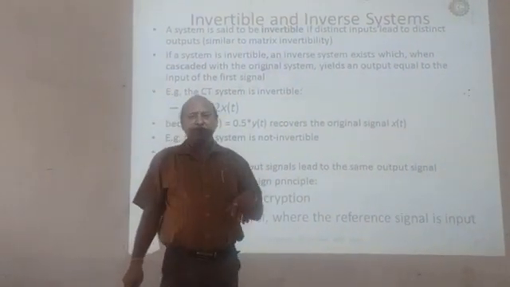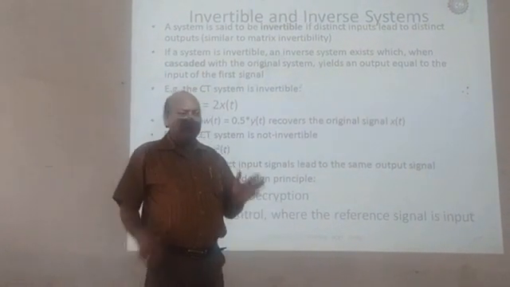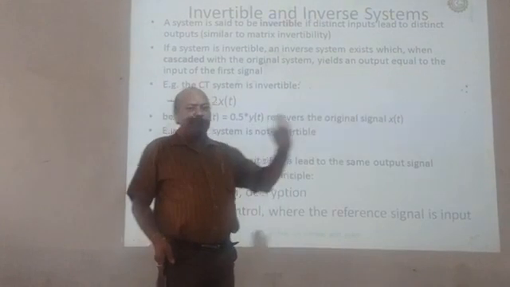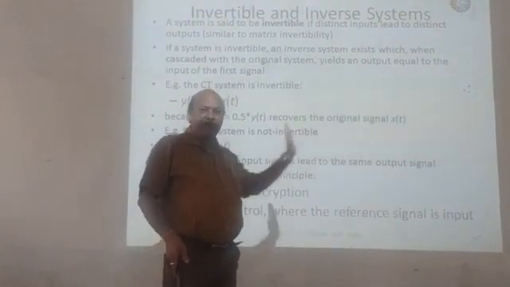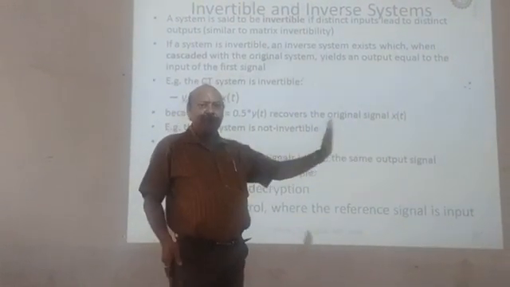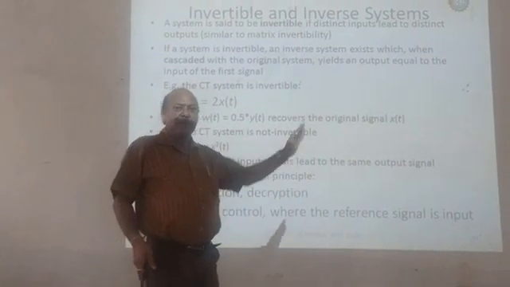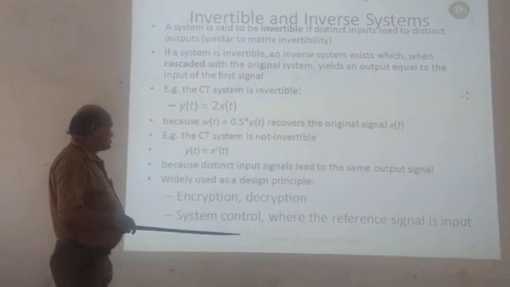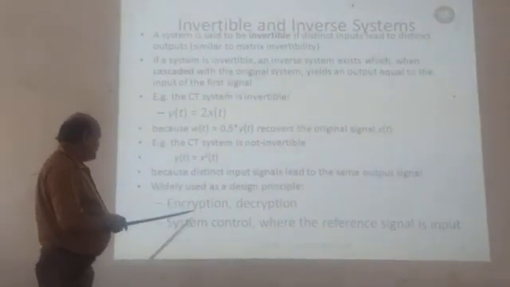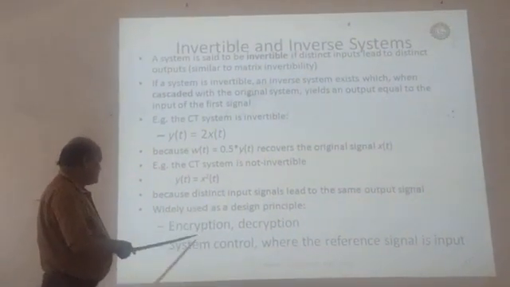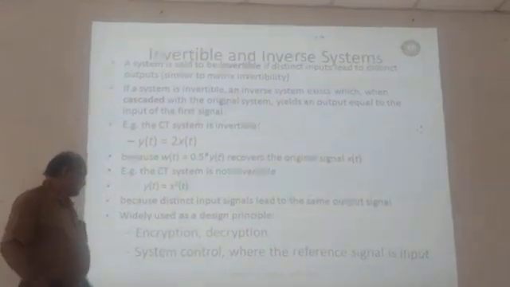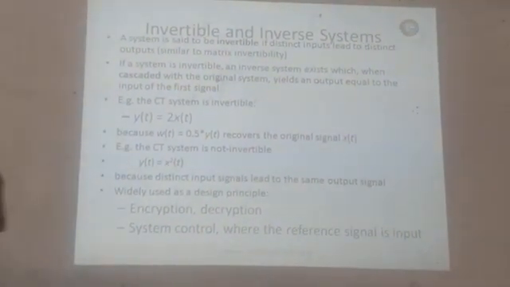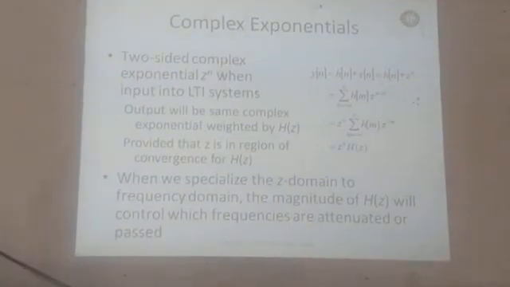Invertible systems means, if we consider the x-axis and y-axis, a value at the first quadrant can appear at the fourth quadrant. This is called an invertible system. So invertible systems are also possible. These types of principles are used in encryption and decryption, and in control systems where the reference signal is the input. So signal encryption and decryption are used.